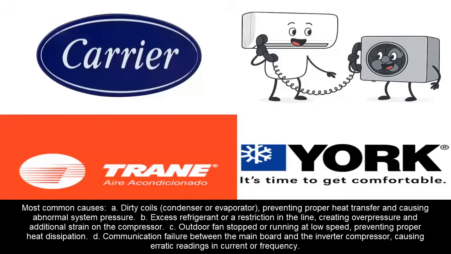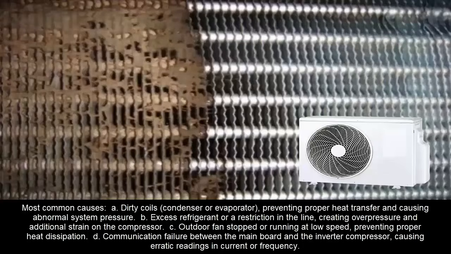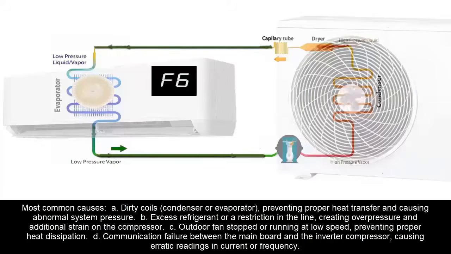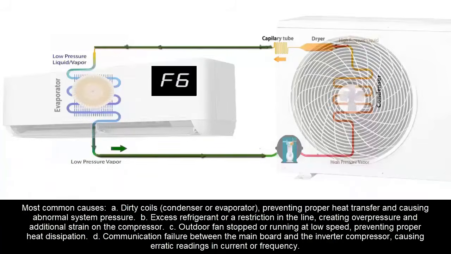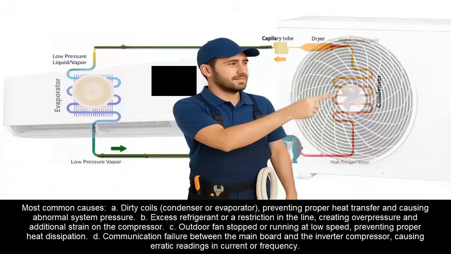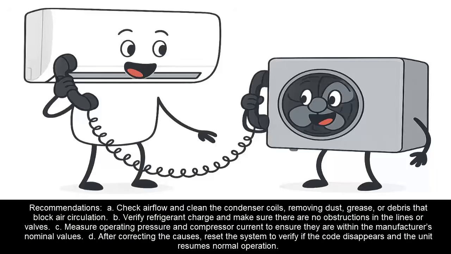Most common causes. A. Dirty coils, condenser, or evaporator, preventing proper heat transfer and causing abnormal system pressure. B. Excess refrigerant or a restriction in the line, creating overpressure and additional strain on the compressor. C. Outdoor fan stopped or running at low speed, preventing proper heat dissipation. D. Communication failure between the main board and the inverter compressor, causing erratic readings in current or frequency.